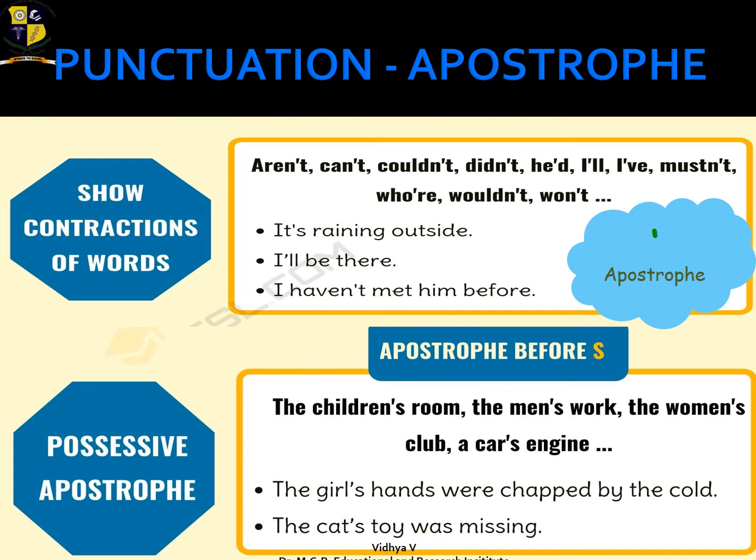Then possessive. In possessive, you can use apostrophe before S and after S. We'll see before S first. That is children's room. The children are possessing that room. So that time you use children's room, men's work, women's club, car's engine. The girl's hand, so it is the hand of the girl. The girl is possessing that hand, so you use an apostrophe there. Cat's toy was missing. These are the scenarios where you use the apostrophe before S.